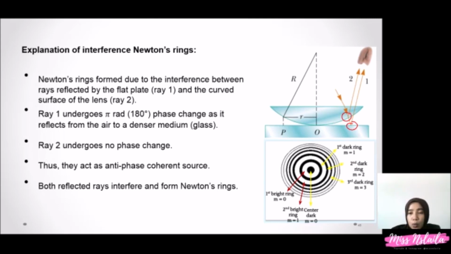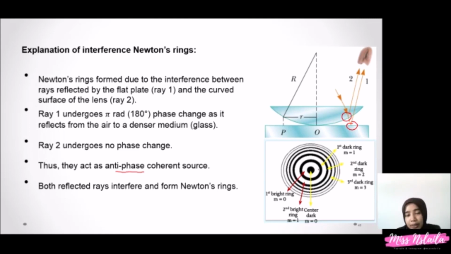Since ray 2 has no phase change, ray 1 has a phase change. Thus they will act as anti-phase coherent sources. Both reflected ray 1 and ray 2 will interfere and form Newton's rings. So on the screen you will see a series of circular rings of dark and bright.